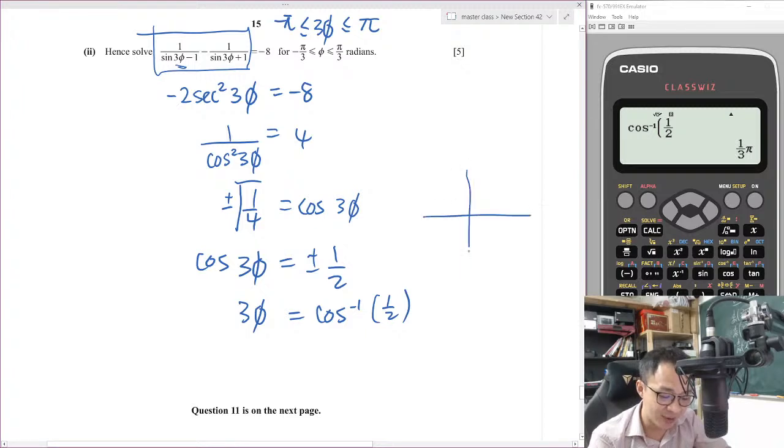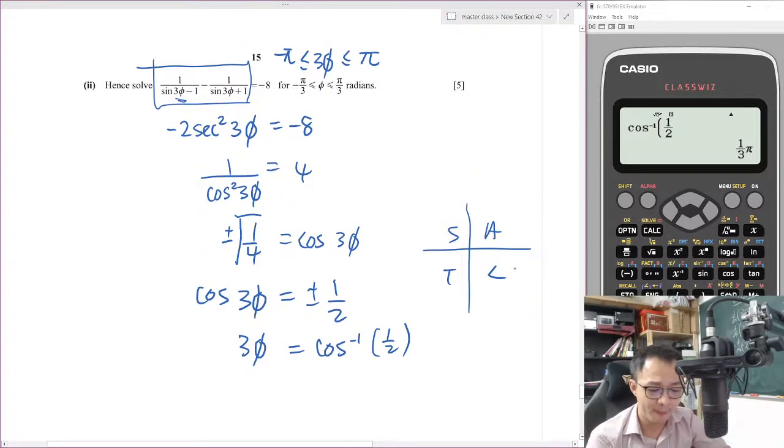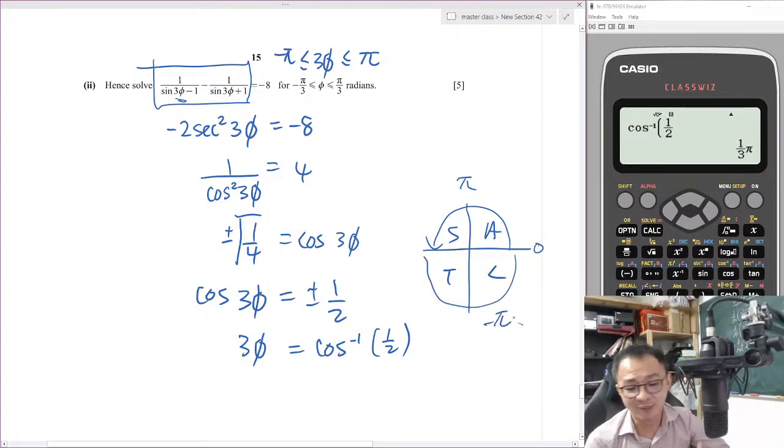Then you have to ask yourself, I only want from -pi to pi. So positive zone, I will from 0 move here. This is pi. Negative zone, I will from 0 move to here. This is -pi. Okay, so since I have positive and negative, basically I need all the angles here.